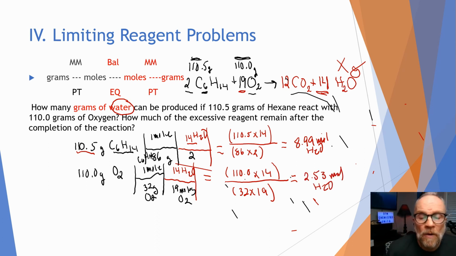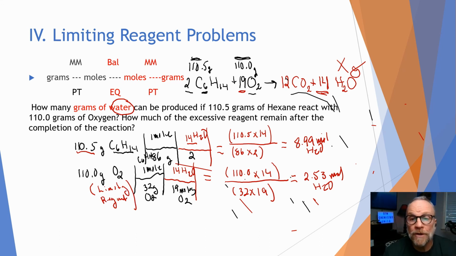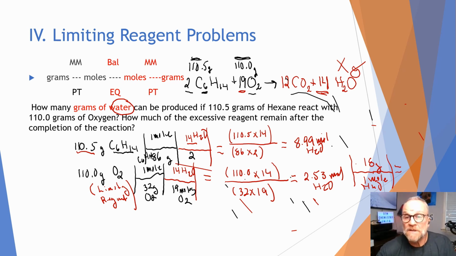So now the one that produces the fewest number of moles is going to run out first, and it's going to be the limiting reagent. So here our oxygen is our limiting reagent. So that's going to determine how much water can be produced. And so we'll just go ahead and figure that out here. So for every 1 mole of water, you have 18 grams. So our final answer here is 45.6 grams.